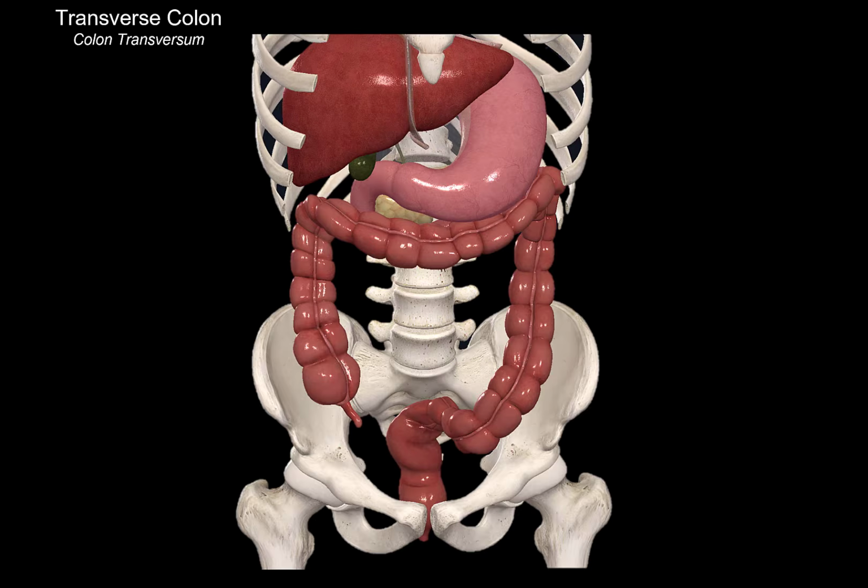And if we go back to this picture again, the transverse colon is here. And the length of the transverse colon can vary a lot. It can be between 30 to 80 centimeters long, which means that the transverse colon is the largest part of the large intestine. Now let's get into the topography of it.